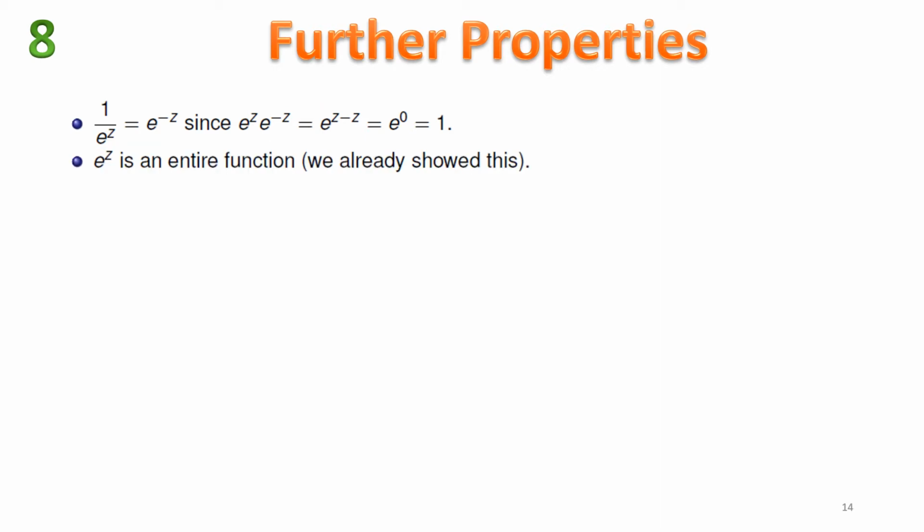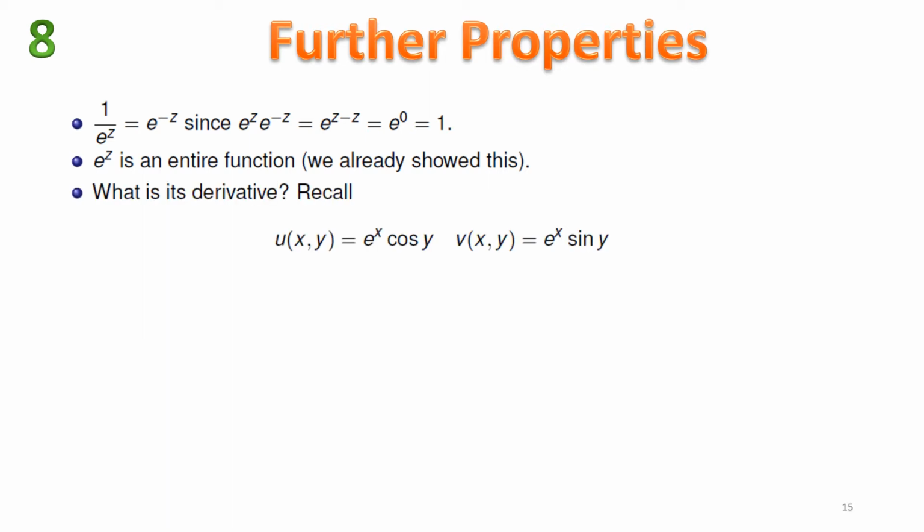Now e to the z is an entire function. This we have already shown in one of our earlier slides. Now we shall recall derivative. e to the x into cos of y we have considered as a real part, and e to the x sine of y we have considered as imaginary part, and we have written w is equal to u plus i times v.